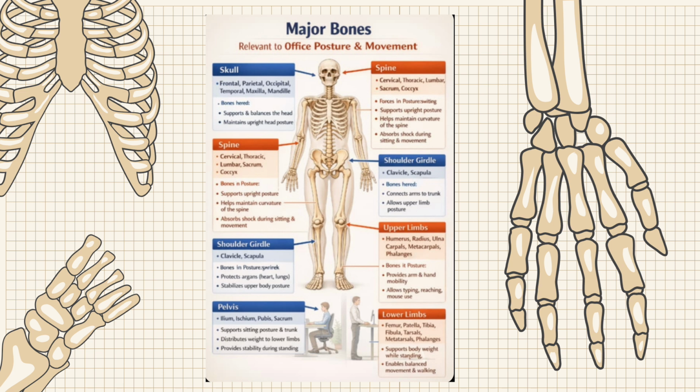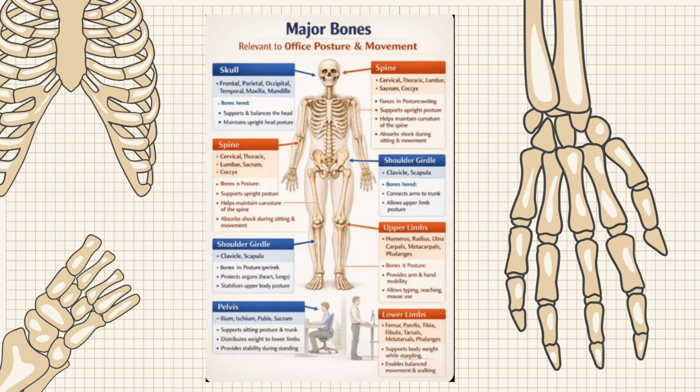Shoulder girdle. Bones involved: clavicle or collarbone, scapula or shoulder blade. Role in posture: it connects your arms to your body and helps keep your upper body in a good position. It also protects organs like your heart and lungs.